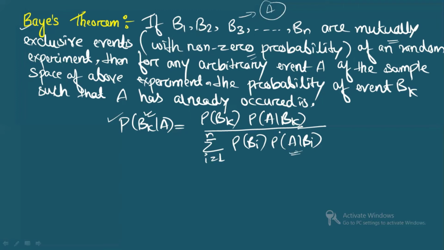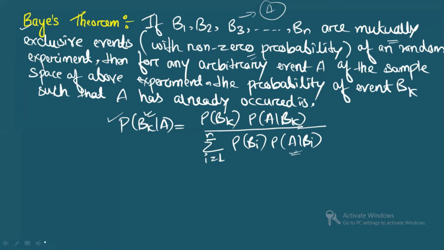We all know this is just like conditional probability, right? Now we will understand it better when we solve problems. So the Bayes theorem is just simple. You will have mutually exclusive events of a random experiment and the probability is non-zero. We will choose any arbitrary event A of the sample space, and you will have to find the probability of any event Bk such that A has already occurred, which is given by this formula. Clear?